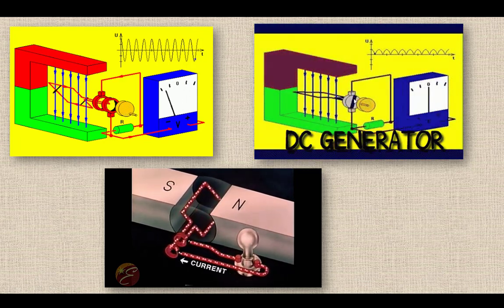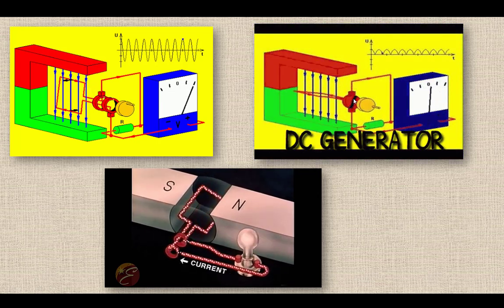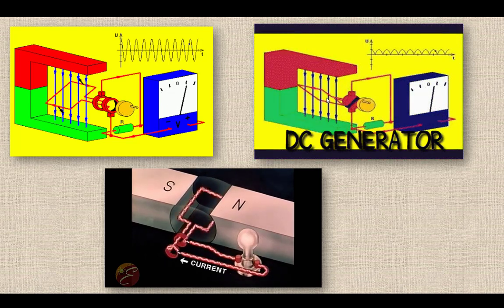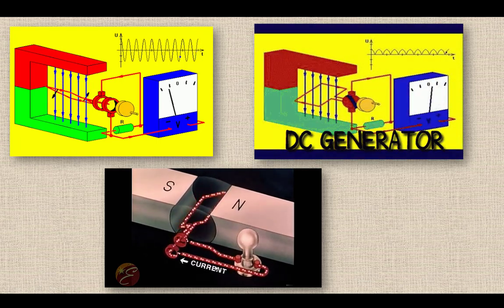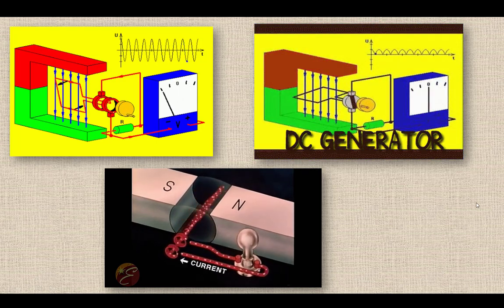Whenever the black part crosses those brushes, these windings are at a point of 0 voltage. In this example, you can see the current changing directions as the winding rotates in a magnetic field.